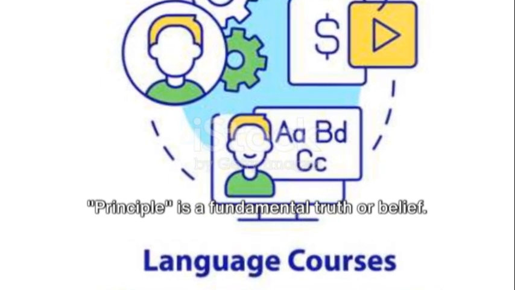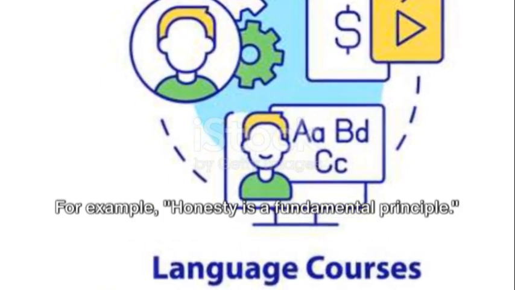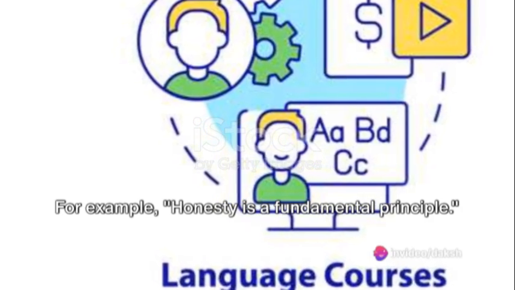Lastly, we have principle and principal. Principle is a fundamental truth or belief. For example, honesty is a fundamental principle.